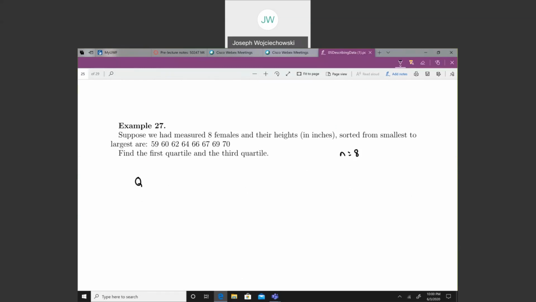So for Q1, the locator L1 is equal to 8 times 0.25, which is 2. So we need to take the average of the second and third. So I take 60, which is the second, with 62, which is the third, and divide by 2. 122 divided by 2, and we get 61 for Q1. So we take the second plus the third over 2.